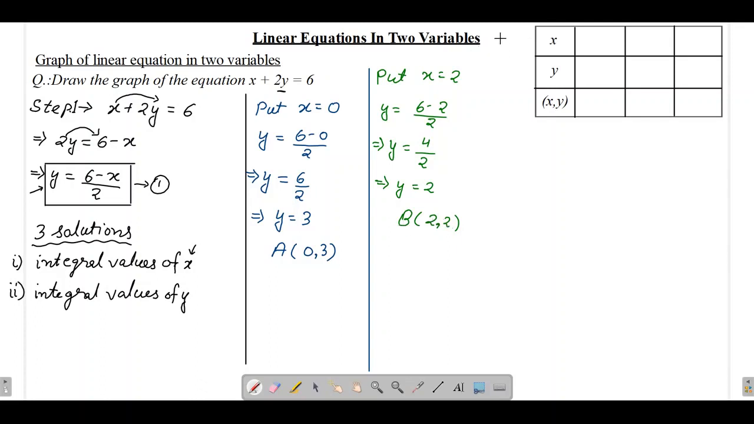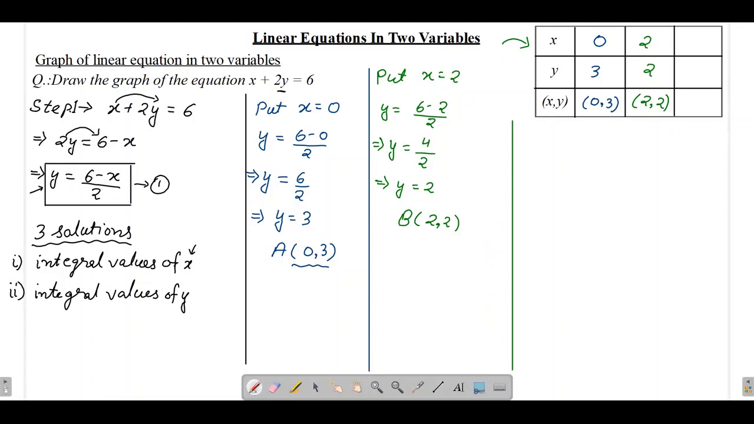Now before finding the third solution, look at this table. I have formed a table in which we will keep putting the values of x and y which we are using. We substituted x as 0 and got the value of y as 3, so the first ordered pair was 0 comma 3. Same way, when I put x as 2, we got y also as 2, so the second ordered pair was 2 comma 2. Now we'll find the third solution.